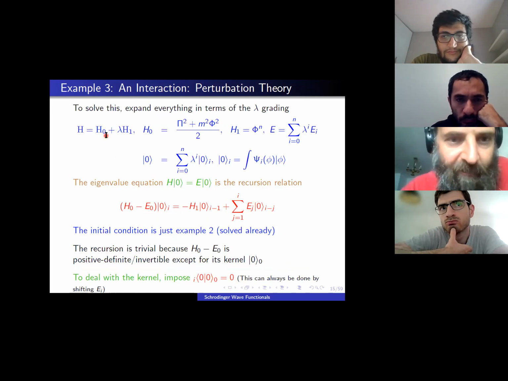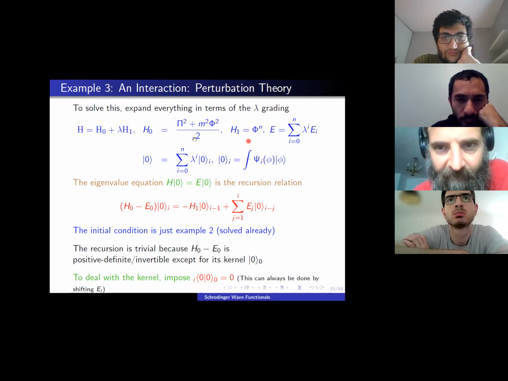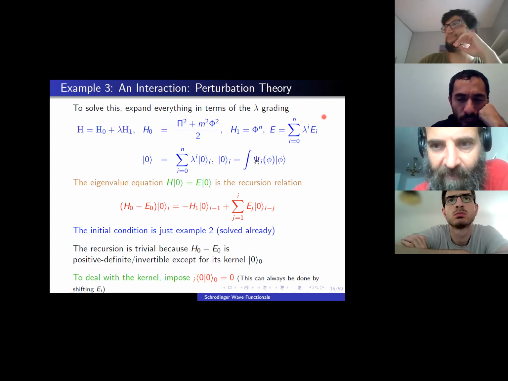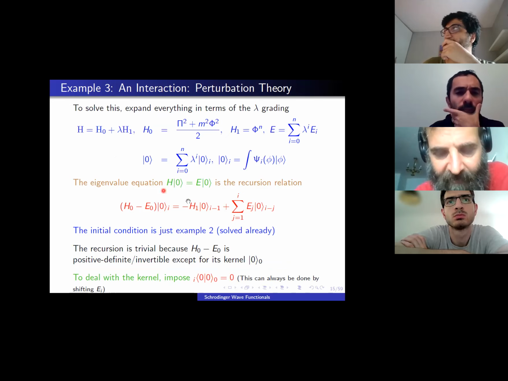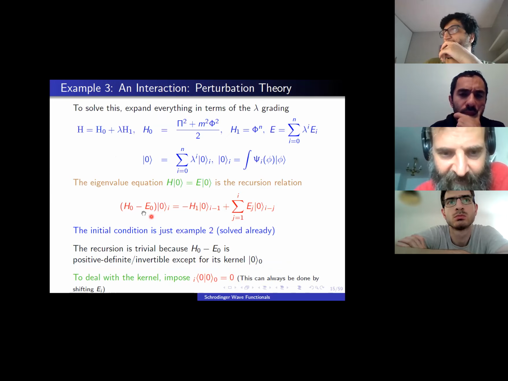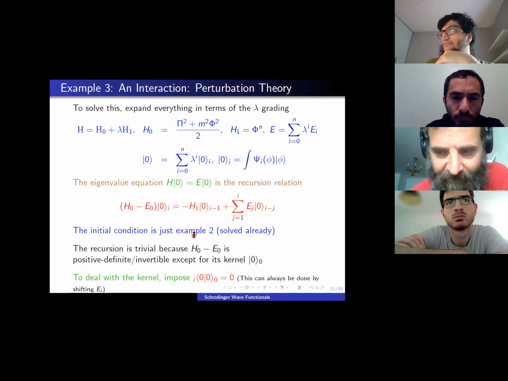Okay, so let me try to do that to solve the model. So remember, we've got a graded algebra, so we can grade our Hamiltonian. So here it is, graded. And let's just try grading the vector space too and seeing what happens. Then our eigenvalue equation that we're trying to solve is just a recursion relation. The first step in the recursion relation is just for the 0 grading part of the Hamiltonian, and that was example 2. So we already solved the first step in the recursion relation.